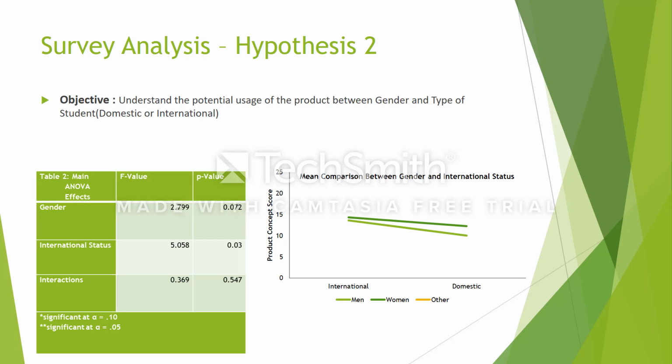Hypothesis 2. Our next hypothesis was that there would be differences in likeliness to use Ideal Flatter based on gender and international status. This was tested by a 3x2 factorial ANOVA with interaction to look for differences in product concept score. For the main effects, gender approached significance, as you can see, with women rating product concept score at 13.89, higher in comparison to males, which is only 13. There were significant differences between international and domestic students. As you can see, the p-value is 0.03, with international students having a mean of 14.33, rating product concept significantly higher than domestic students, which is only 11. There was not a significant interaction effect, as you can see from the result.